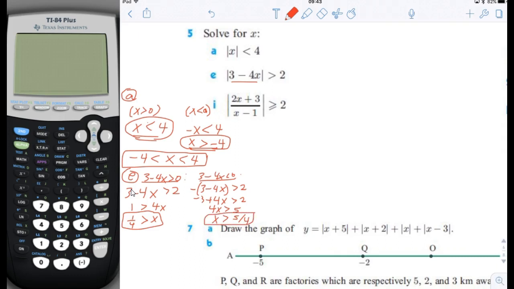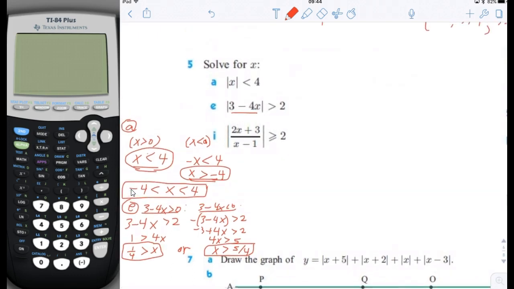Okay, so these two cannot be satisfied at the same time because it says x is less than 1/4 and x is greater than 5/4. Those are contradictory, right? But you could say that either one or the other is going to cause the equation to be true. Okay, what about I? Let's do I.